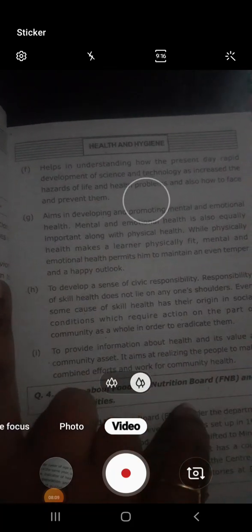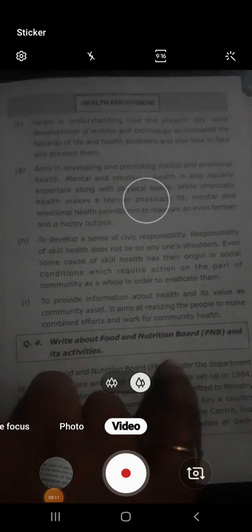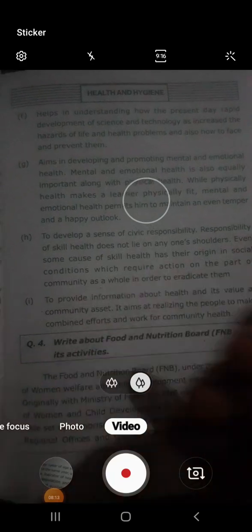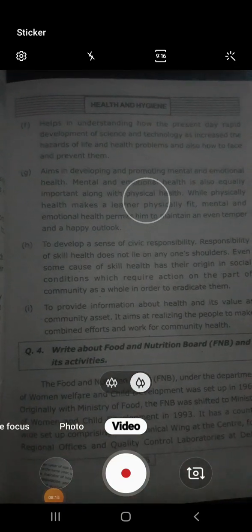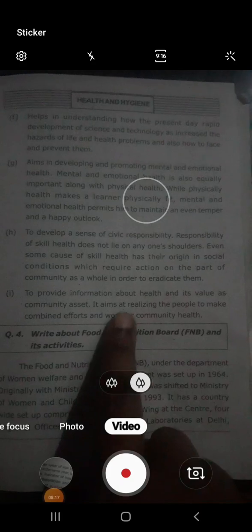And the next one is developing and promoting mental and emotional health. Physical health means being physically fit, and mental and emotional health problems also come under health. And also civic responsibility: developing a sense of civic responsibility.